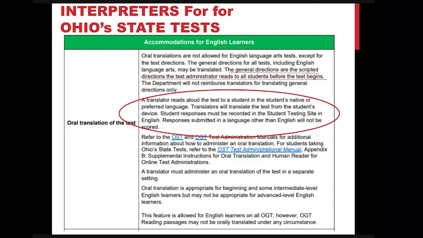But your oral translation cannot explain terms, definitions, or concepts. It is a direct translation of the English text as possible. The student may respond in their native language for you to translate into English. Again, this should be an accurate translation that does not paraphrase or further explain the student's response.